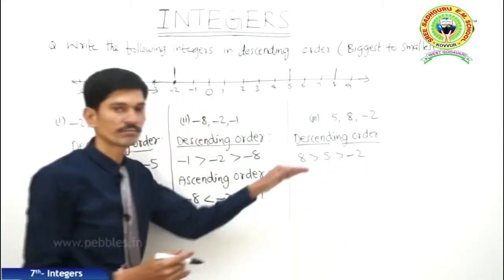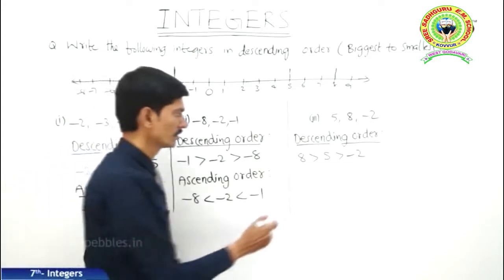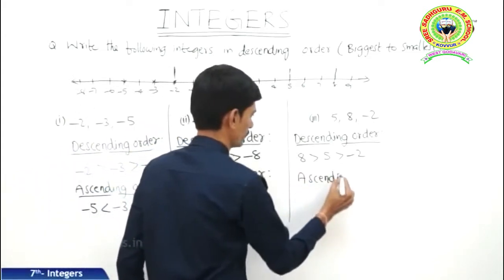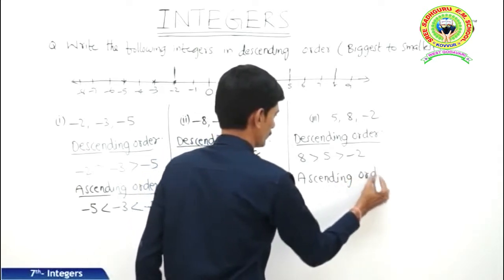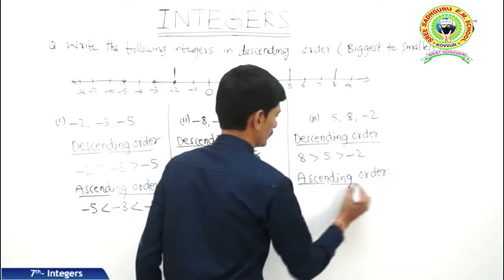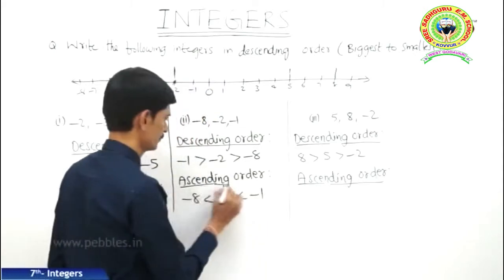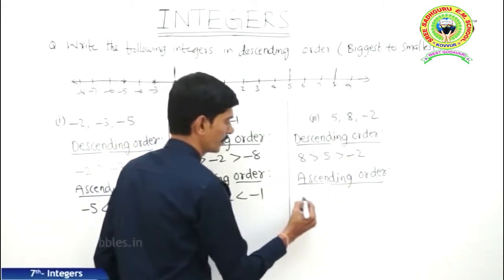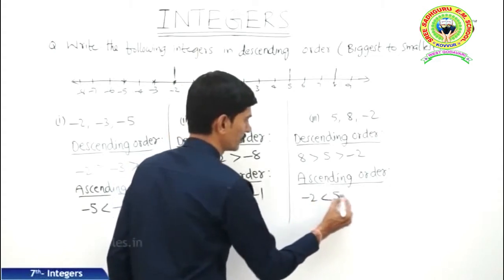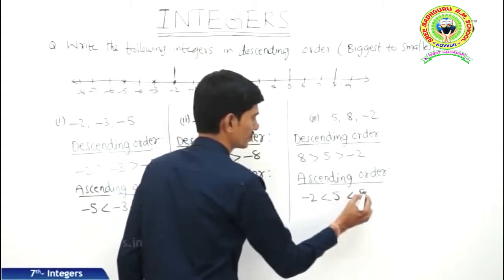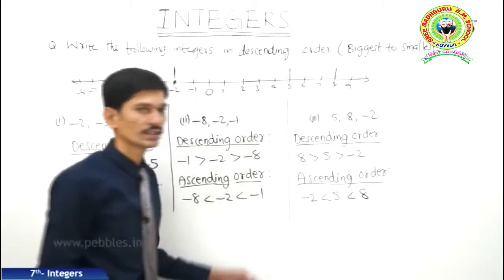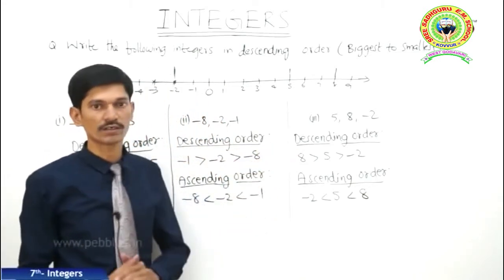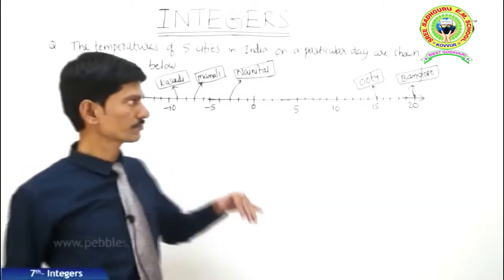And if you write these numbers in ascending order, we get -2 less than 5 less than 8. So we can arrange any given integers either in ascending order or in descending order. Now let us see the next question.